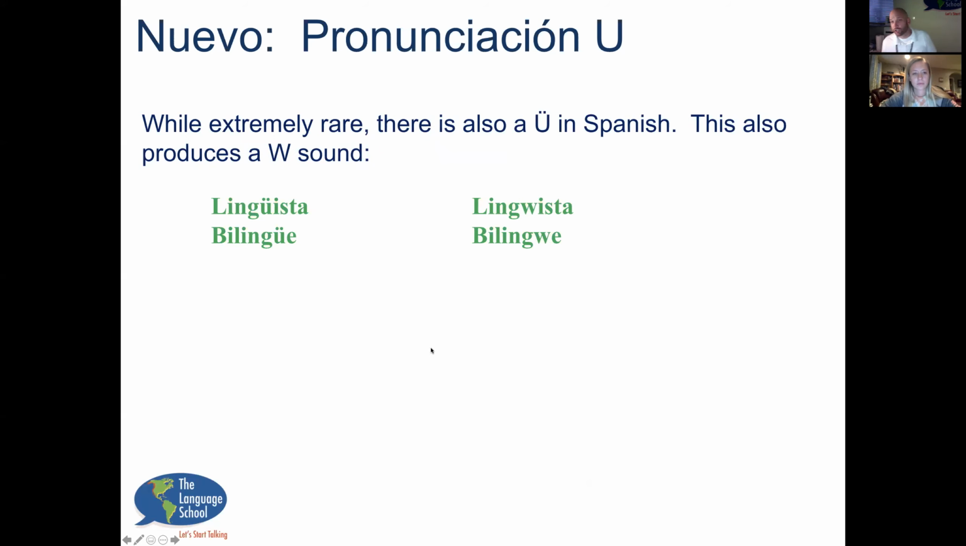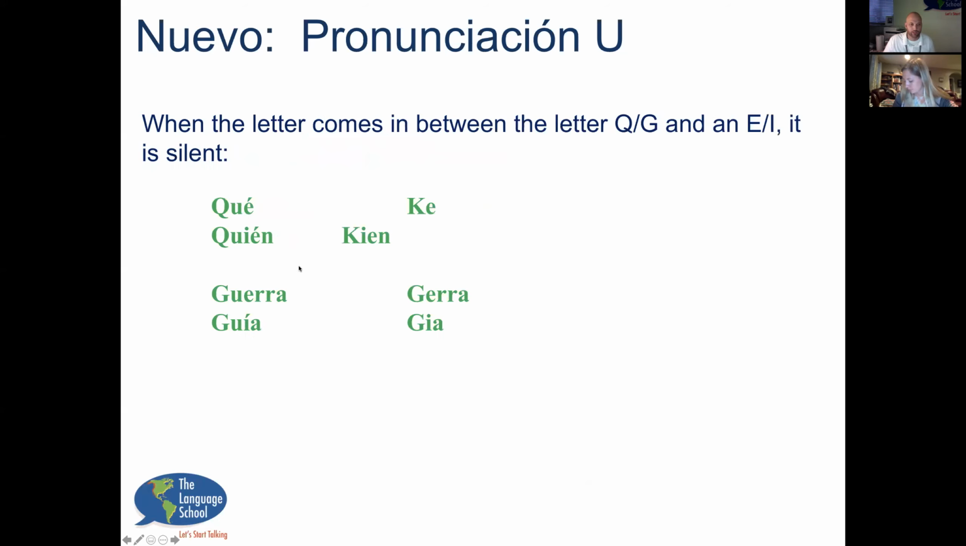Another time it can produce that W-like sound is if it has the two little dots over the U. So here we have lingüista or bilingüe. Got it. It just merges it into one syllable.